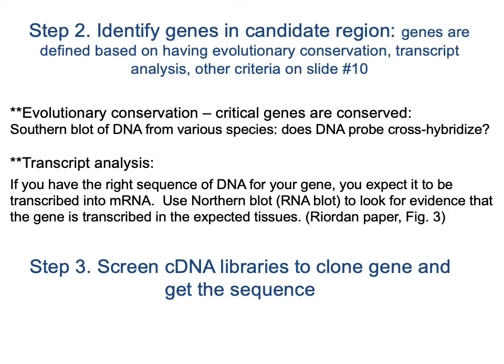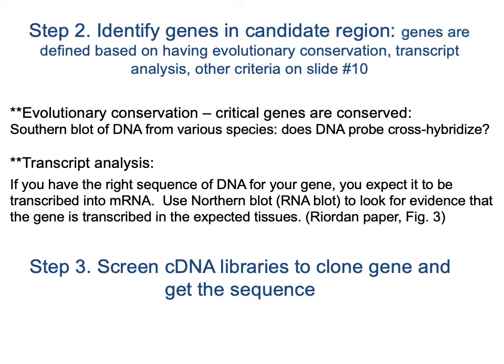Okay, so after a lot of mapping efforts, step 2 is to try to identify genes within that smaller candidate region. And you can identify genes based on having evolutionary conservation, right? So if this chunk of DNA is really encoding an important gene, we would expect to see that it is conserved in closely related species. Another part of the process of considering whether a candidate might be correct or not is transcript analysis, and then there's some other criteria on slide 10 that we'll go through.